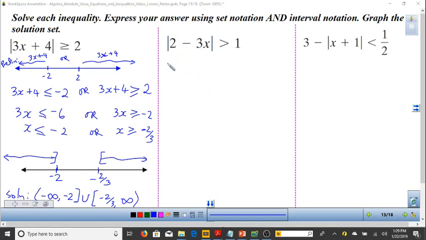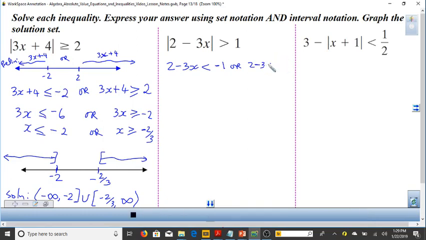This example is very similar to what we just did. Again, we need numbers that are to the left of the negative or to the right of the positive. So I solve each inequality. In this case, I'm going to subtract 2 from both sides. So negative 3x is less than negative 3. And over here, I subtract 2 from both sides. I get negative 3x is greater than negative 1.